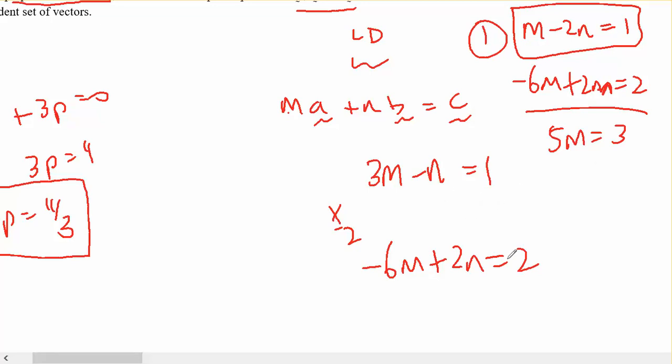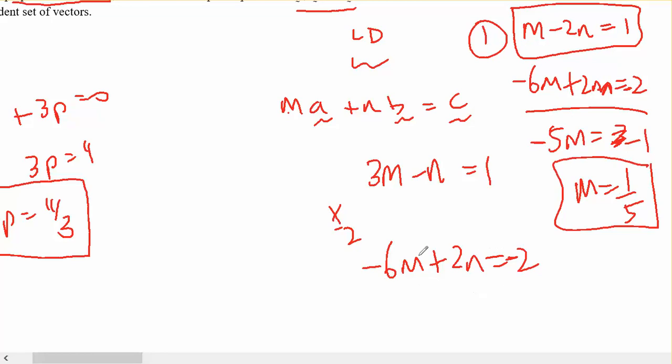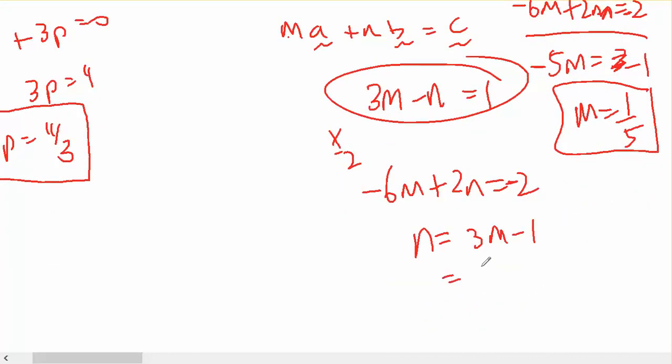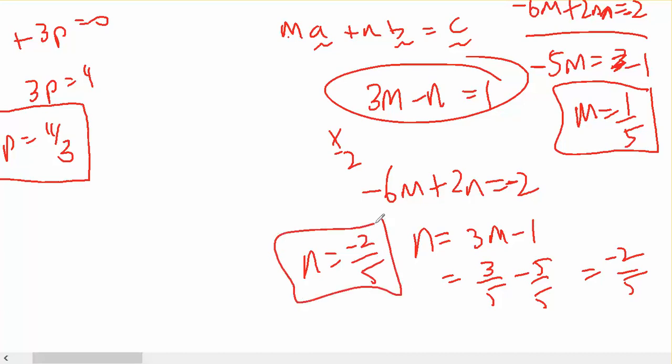That's a minus 2, which means that's a minus 1, and that's minus 5M, and M equals 1/5. If M equals 1/5, then I know that from here, N's going to equal 3M minus 1. Therefore, that's going to be 3/5 minus 5/5, negative 2/5. So N equals minus 2/5.